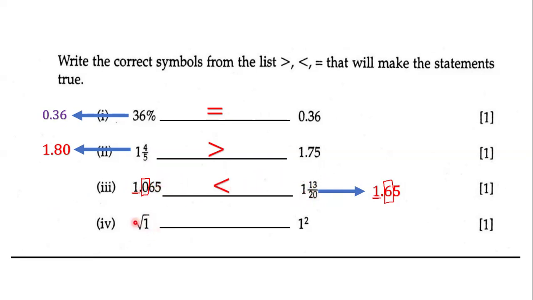Next, we have the square root of 1, and we have to compare that with 1 squared, okay? Now, what is the square root of 1? Well, the square root of 1 is definitely 1, because 1 times 1 is 1. And then we have 1 squared, and 1 squared is 1 times 1, and 1 times 1 is definitely 1. So both of these terms are equal to 1, so that means that we put an equal sign here. And so our answer is an equal sign for this last one. And these are our answers to this question.